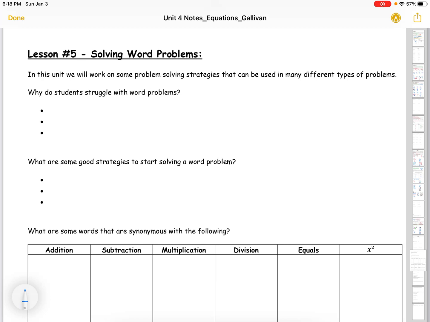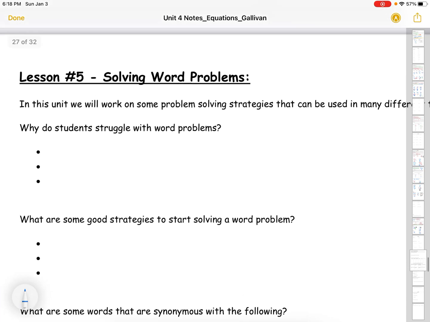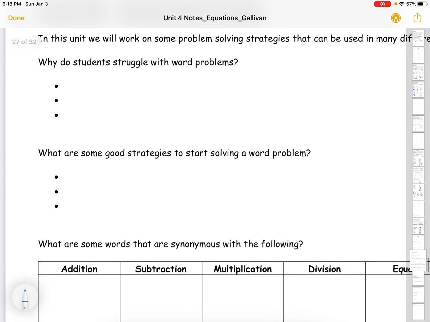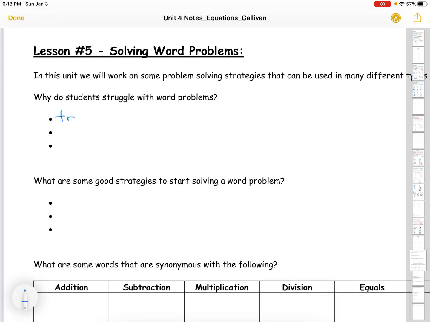So in this unit, we're going to work on some problem-solving strategies that can be used in many different types of problems. Why do students struggle with word problems? Well, there might be a translation issue, right? I know some of you don't have English as your first language, so that can be confusing and challenging. I understand that, and we're going to do our best to work with that.